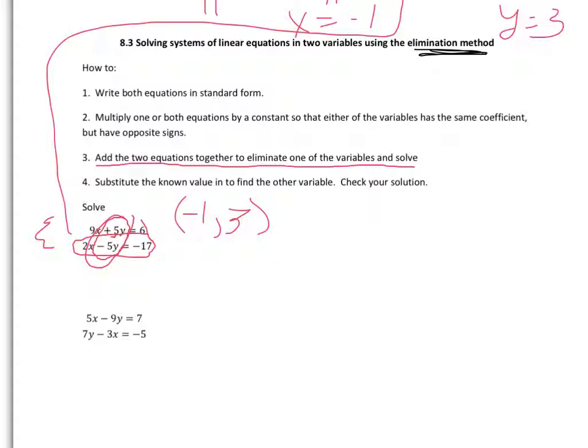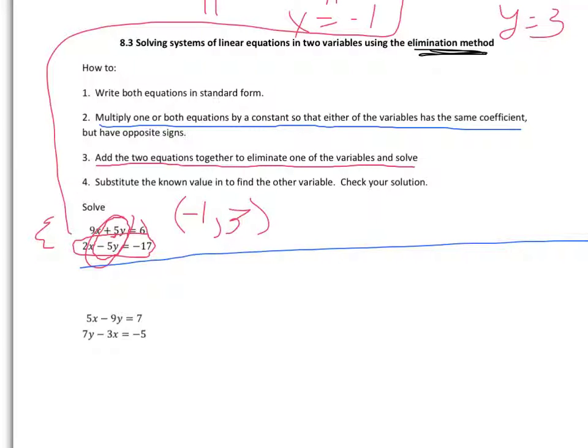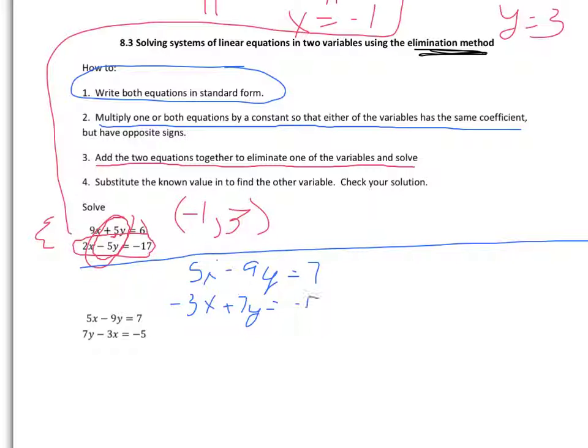So looking at the second one here, and I'm going to go back to this. Multiply one or both equations by a constant, so either of the variables have the same coefficient but of opposite signs. Now, this one here, 5x minus 9y equals 7, and 7y minus 3x equals negative 5. I'm going to write those so they are both x and then y equals a number, and that's writing it in standard form. That's kind of going back to this first step here.